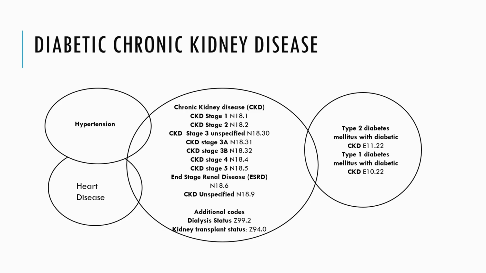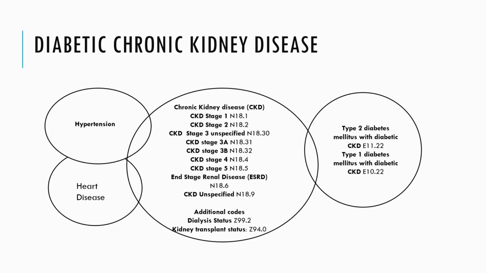no insulin production, usually diagnosed in childhood and requires lifelong insulin. Diabetes type 2 is insulin resistance or deficiency, more common in adults, managed with lifestyle changes, medications, or insulin. So if only diabetes is documented without specifying type 1 or type 2, the default is type 2 diabetes. So in this situation, along with CKD, it would be E11.22.